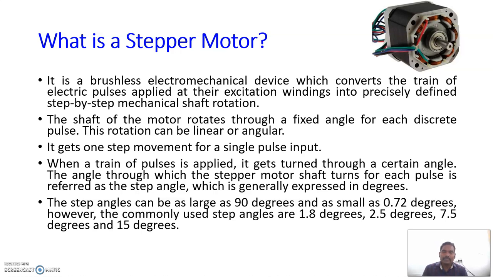Okay. So when a train of pulses is applied, it gets turned through a certain angle. The angle through which the stepper motor shaft turns for each pulse is referred to as the step angle. The shaft moving from one step to another step is nothing but the step angle. Normally the largest step angle of the machine is 90 degrees and the smallest step angle is 0.72 degrees. Commonly used step angles are 1.8 degrees, 2.5 degrees, 7.5 degrees and 15 degrees.